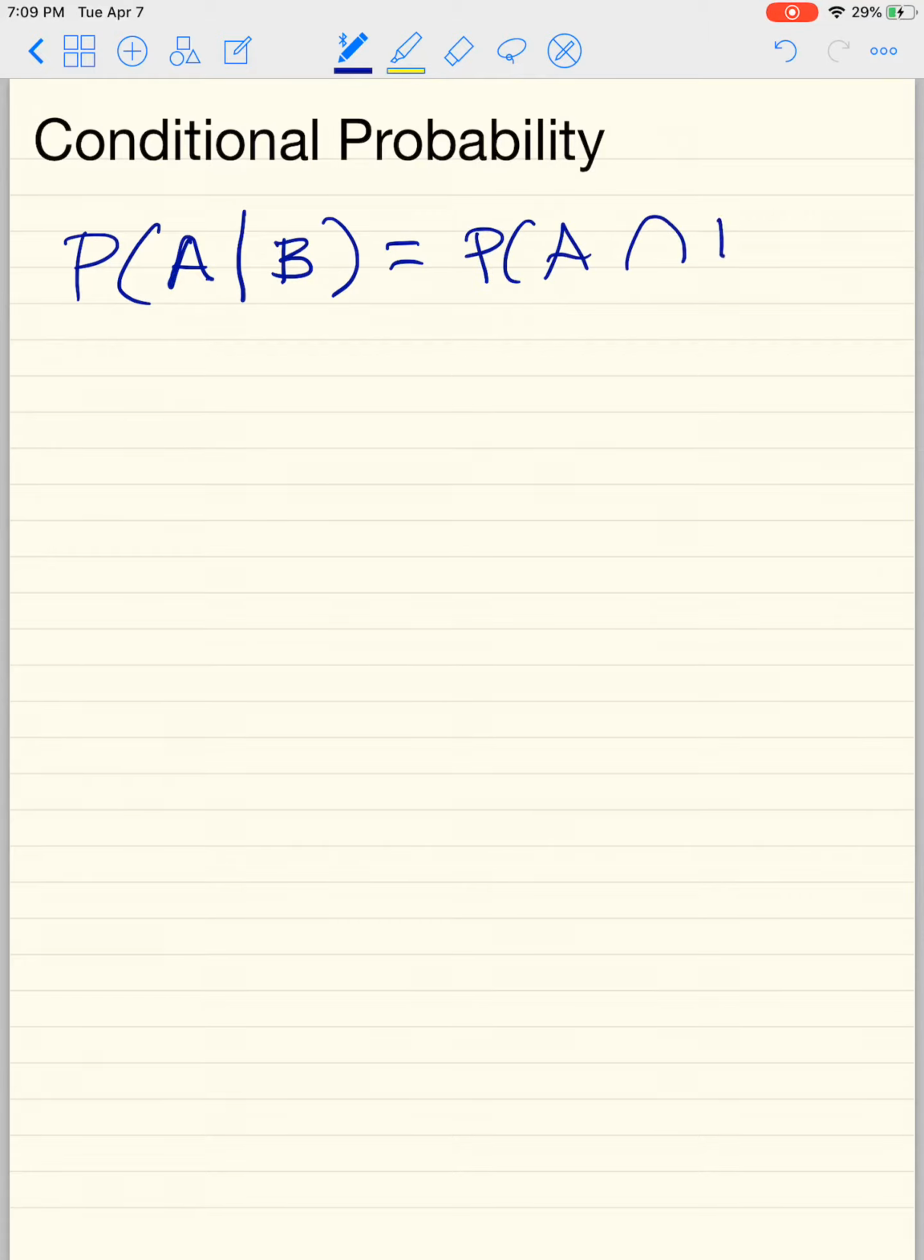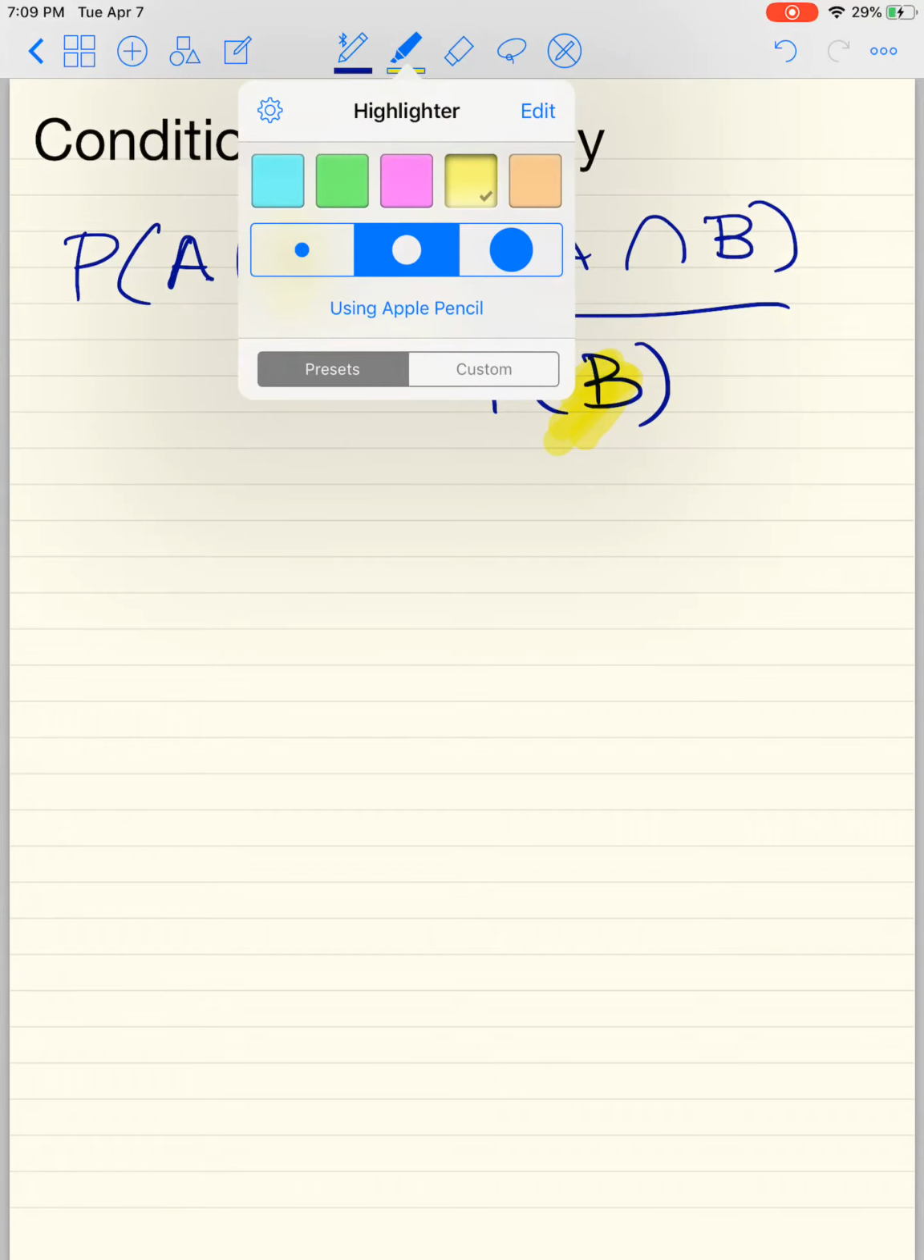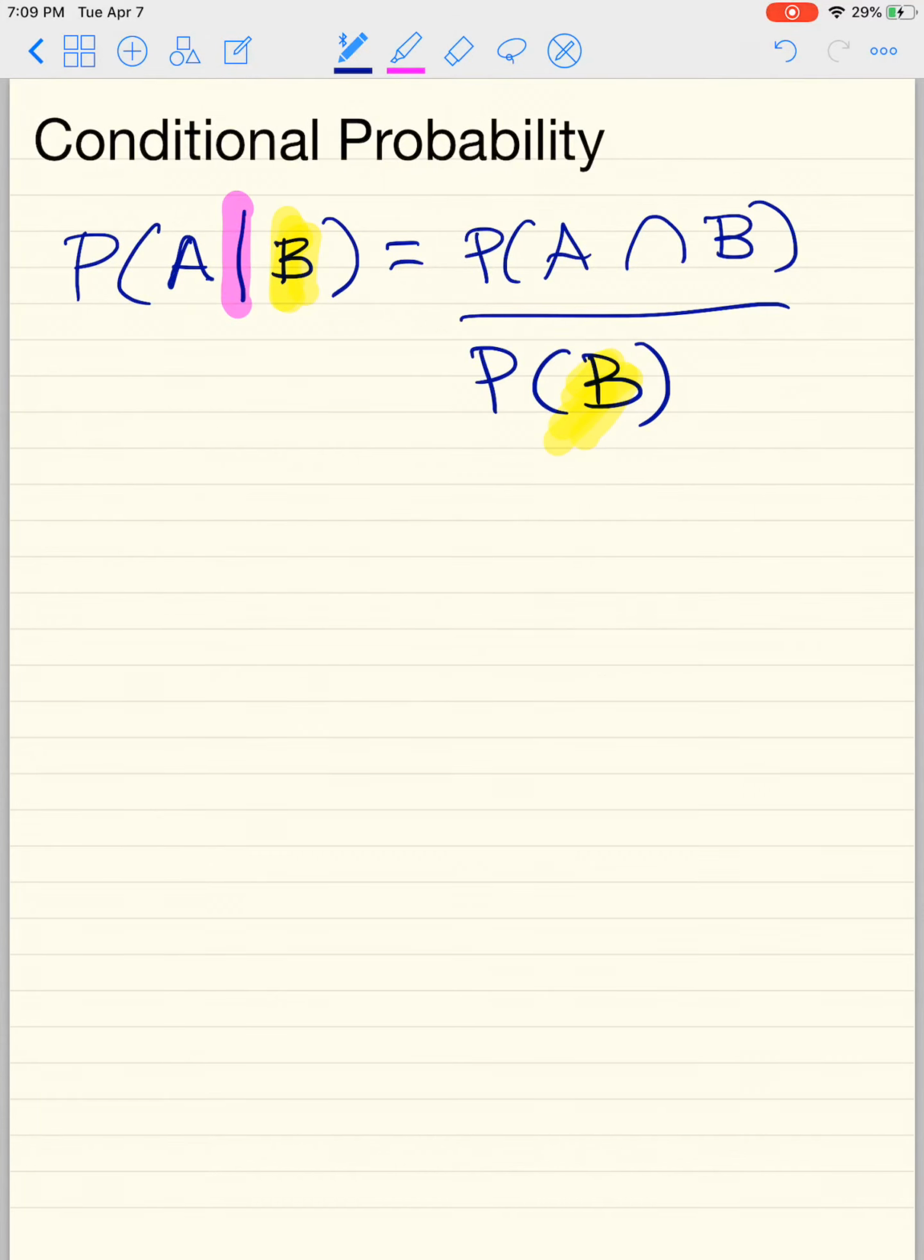So the probability of A given B is equal to the probability of A and B over the probability of B. This here must be the denominator, always. This here is the word given. Sometimes given can also be replaced with two other words, if and out of. So given, if, and out of all have the same meaning when it comes to probability.